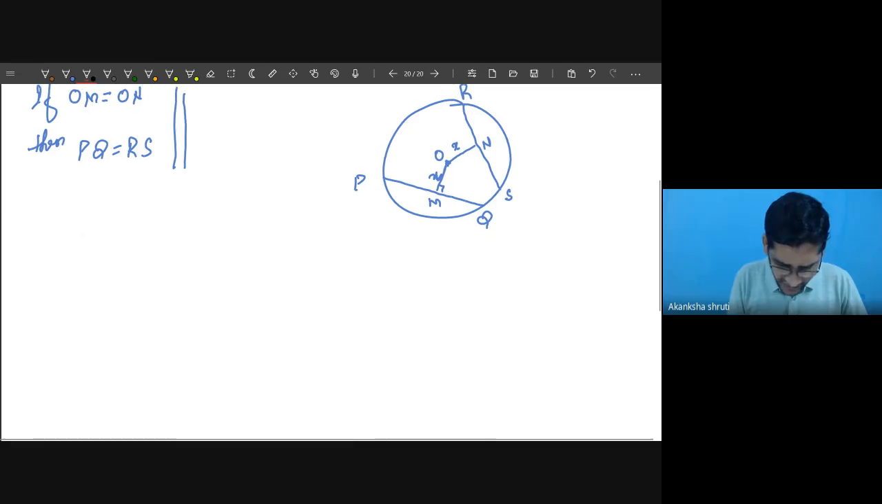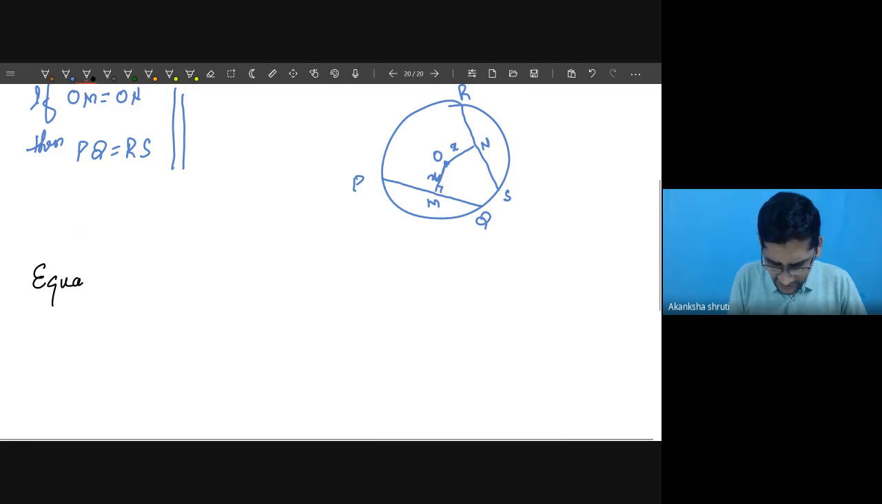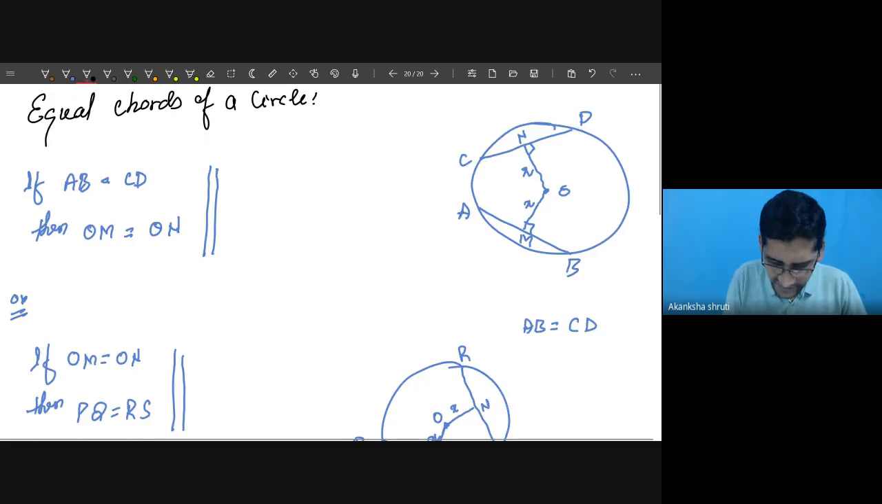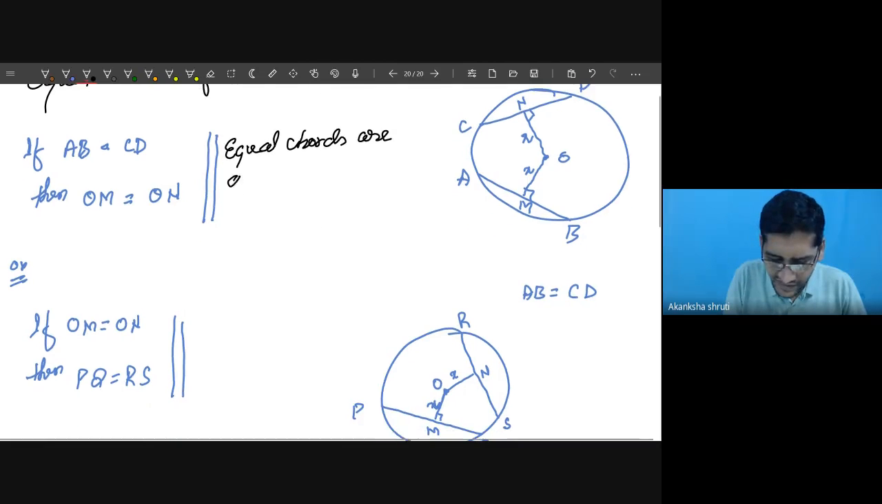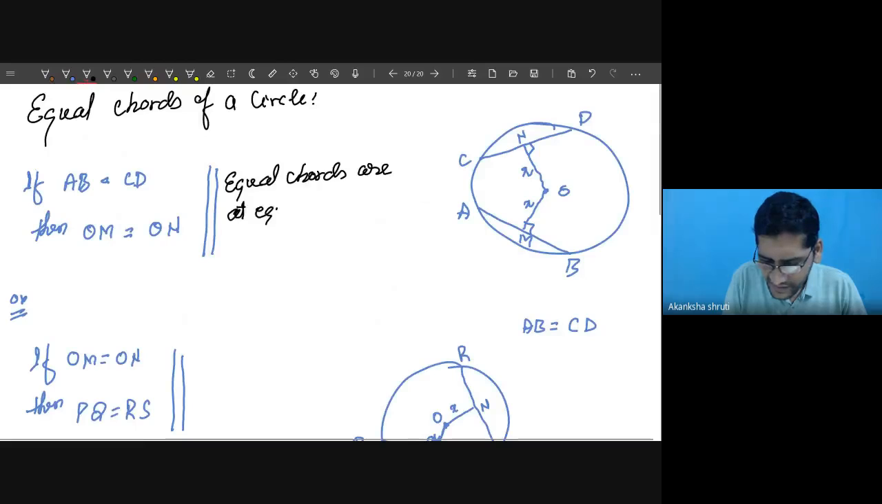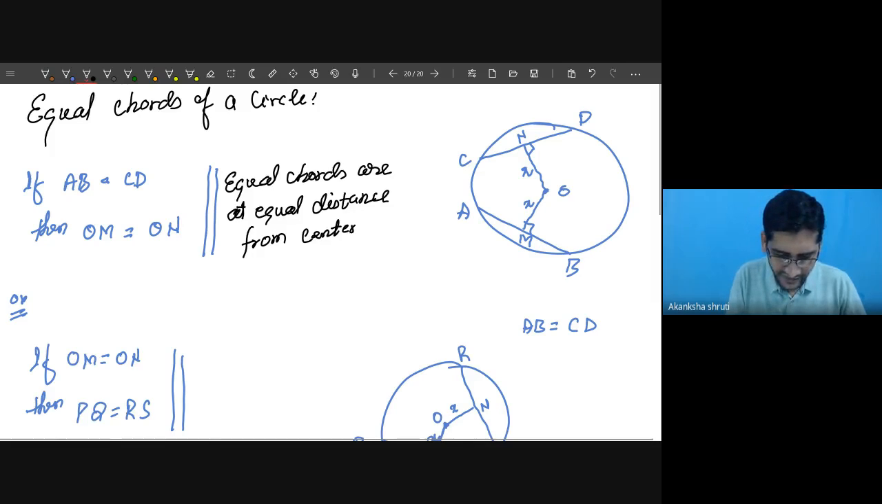So equal chords are at equal distance from center. Here we were given AB is equal to AC in the first figure. Therefore, its distance from the center O, meaning OM and ON, are equal.